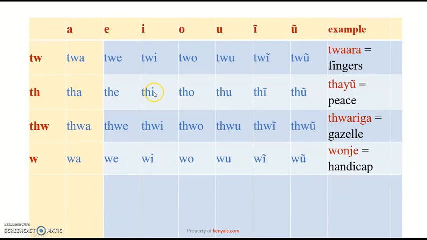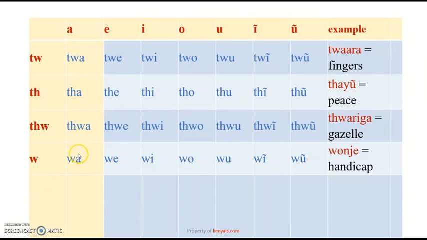Tha, the, thi, tho, thu, the, tho. An example is thayũ. Thayũ is peace in Kikuyu. Thwa, thwe, thwi, thwo, thu, thwe, tho. An example is thwariga. Thwariga is a gazelle in Kikuyu.